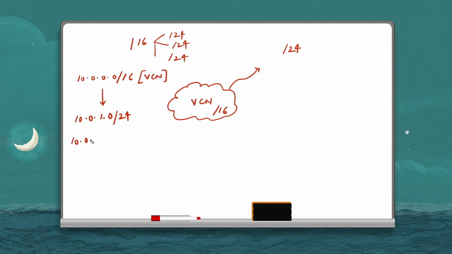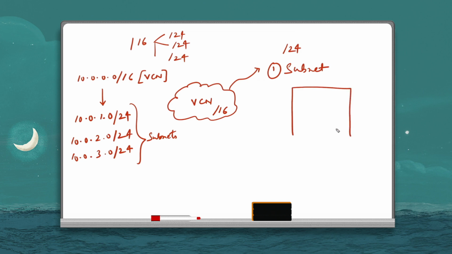Now we can further divide it into 3 ranges: 10.0.1.0/24, 10.0.2.0/24, and 10.0.3.0/24. So we have divided this bigger network into smaller networks. In this case, 3 smaller networks, and these are actually known as subnets. So the first component here is subnet, and we have seen what a subnet is.